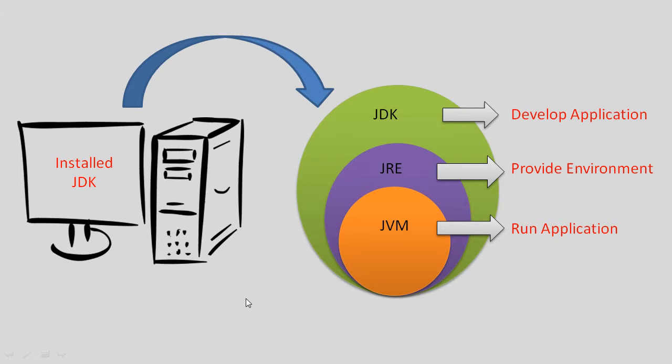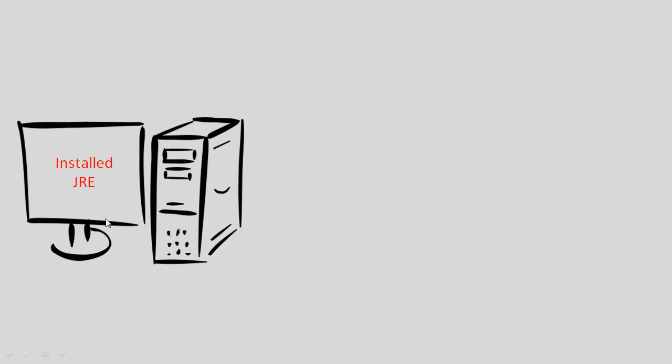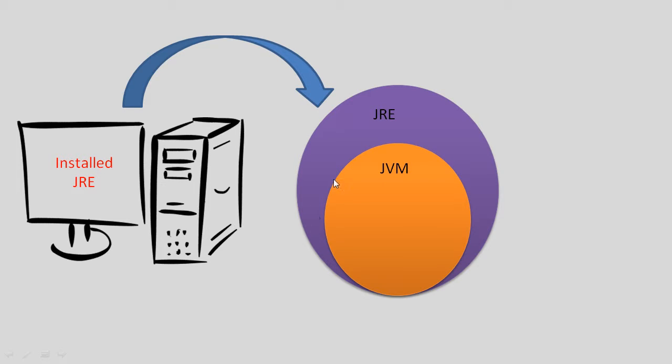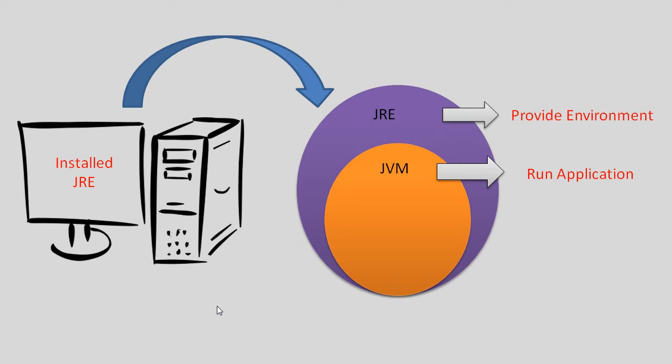Now suppose I install only JRE in my system. When I install JRE in my system, there will be JRE, and once I install the JRE, JVM will also be there. So if I install JRE, I will only be able to run the application. The JRE will provide the environment and JVM will run the application.